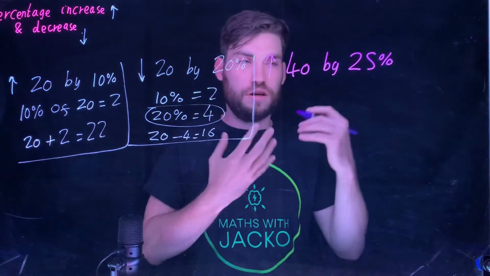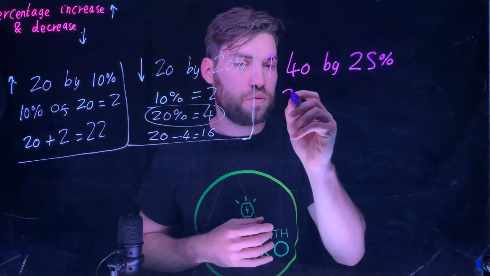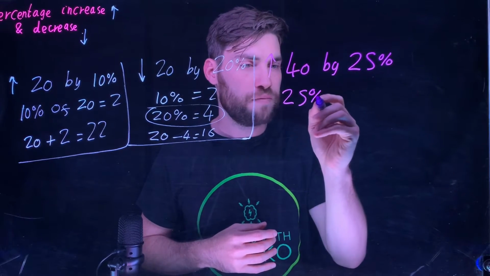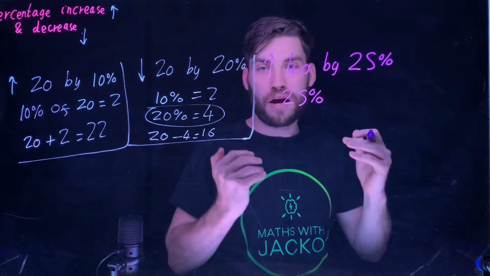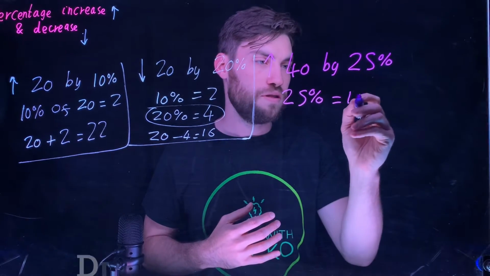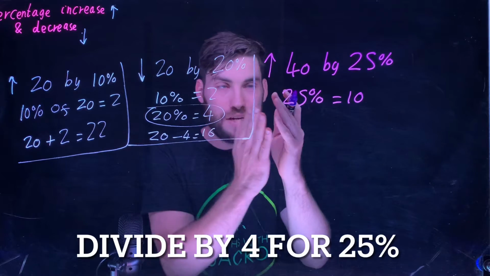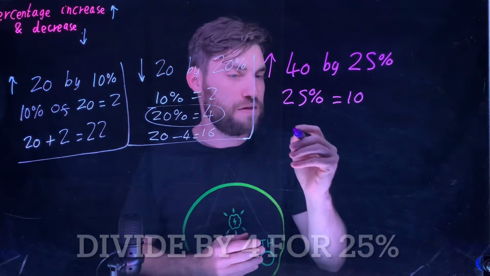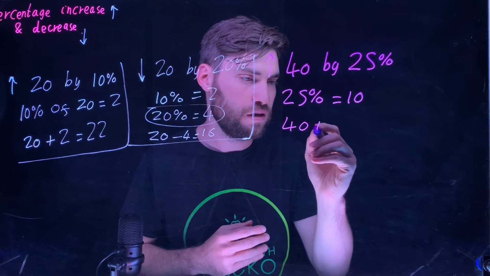Right, so firstly, we need to find 25%. So 25% of 40, to get 25%, divide it by 4, because there's 25% in 100. That equals 10. And then, because we're increasing, we are adding on that percentage. So it's 40 plus 10.